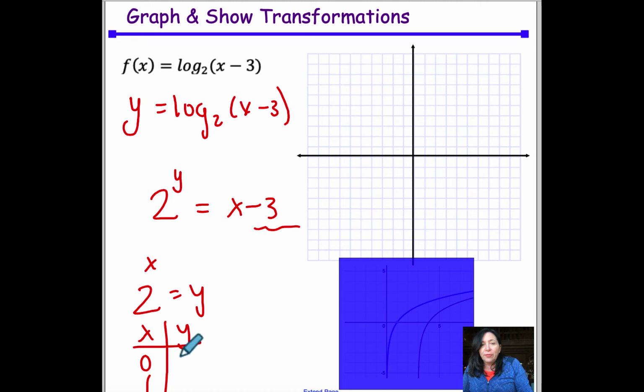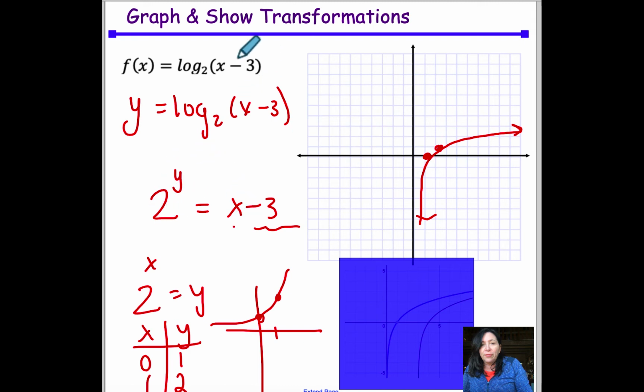So 2 to the 0 power is 1. 2 to the 1 power is 2. And then graphing this, I would have (0, 1) and then (1, 2), which is exponential. But this being log, that's the inverse. So I would have to take these points and flip them. Instead of (0, 1), my first point is (1, 0). And instead of (1, 2), it's actually (2, 1). So this base 2 log equation starts off like this. And that would be my parent function of just 2 to the y power equals x.